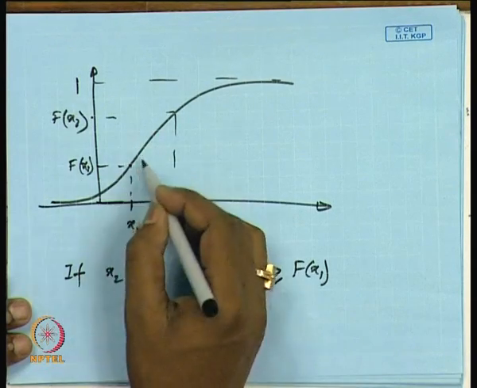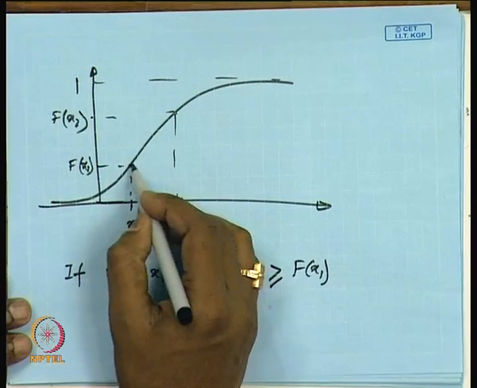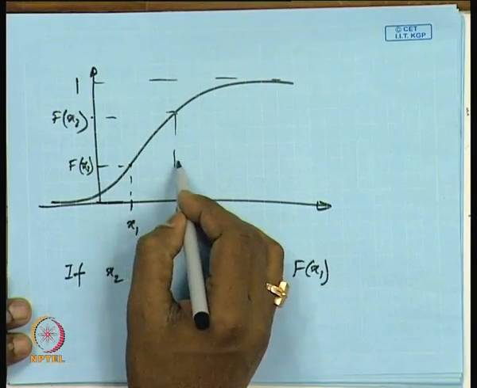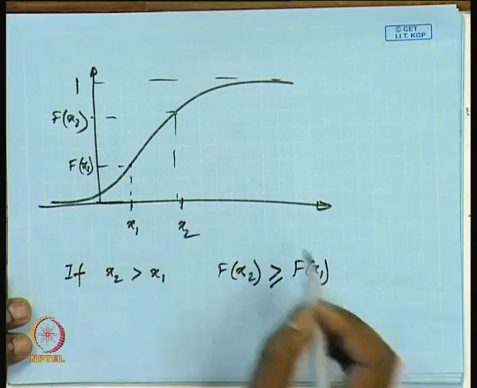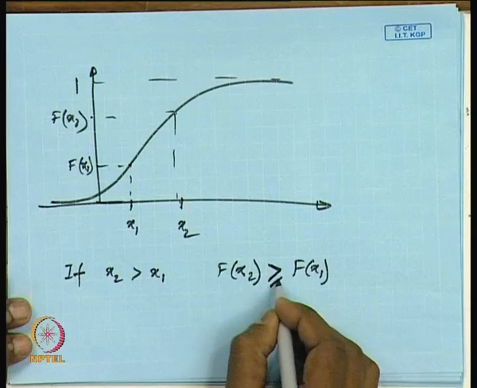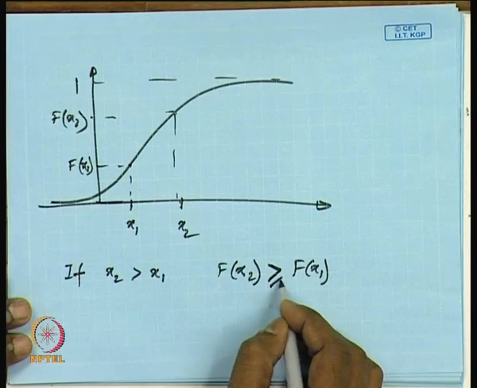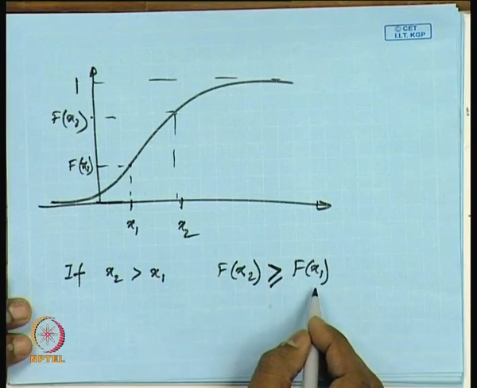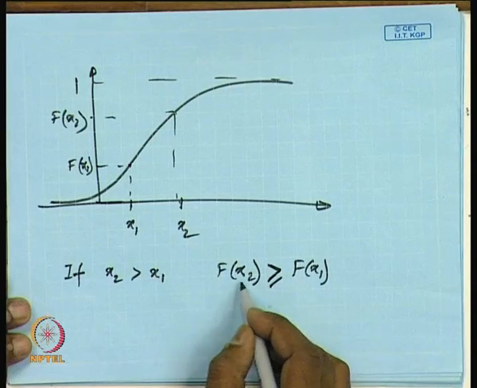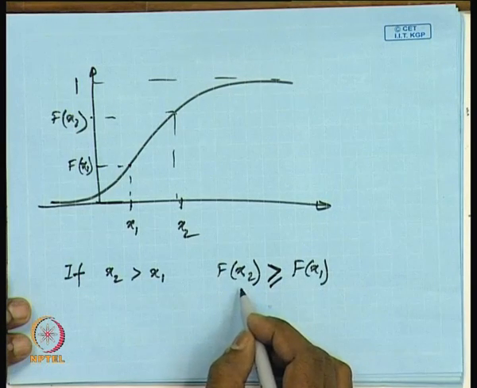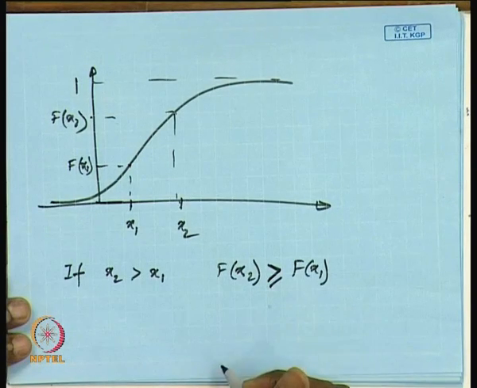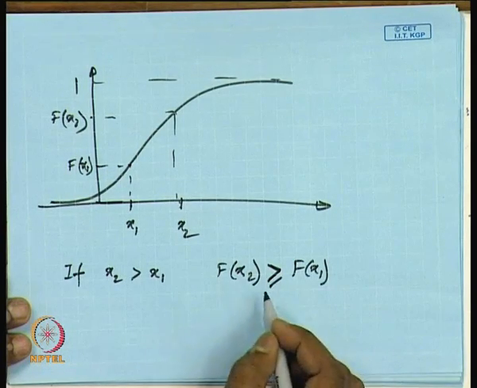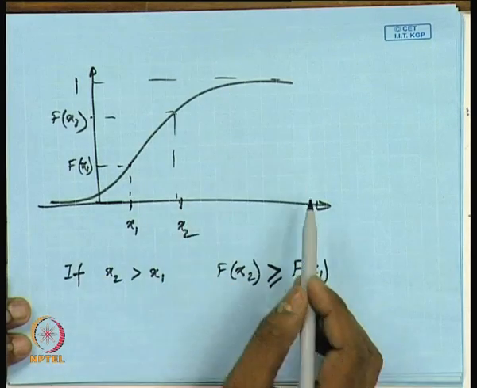So it doesn't mean that between these 2 points it will necessarily increase; it can even remain flat for this region and then again go up, but it will never come down. So this will be either greater than, or at least equal between these two values of this function at point x2 and at point x1. So this is what we have seen in the 1-dimensional case.